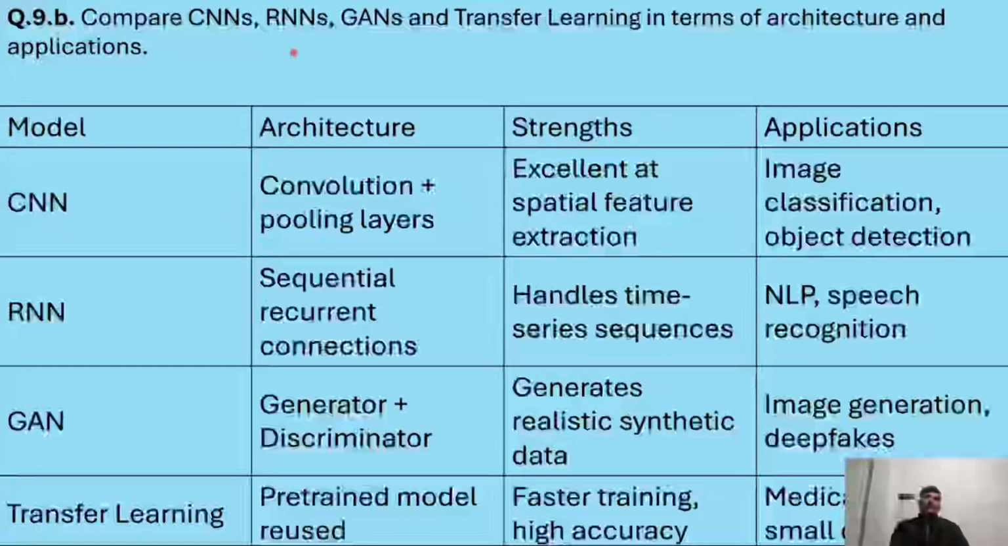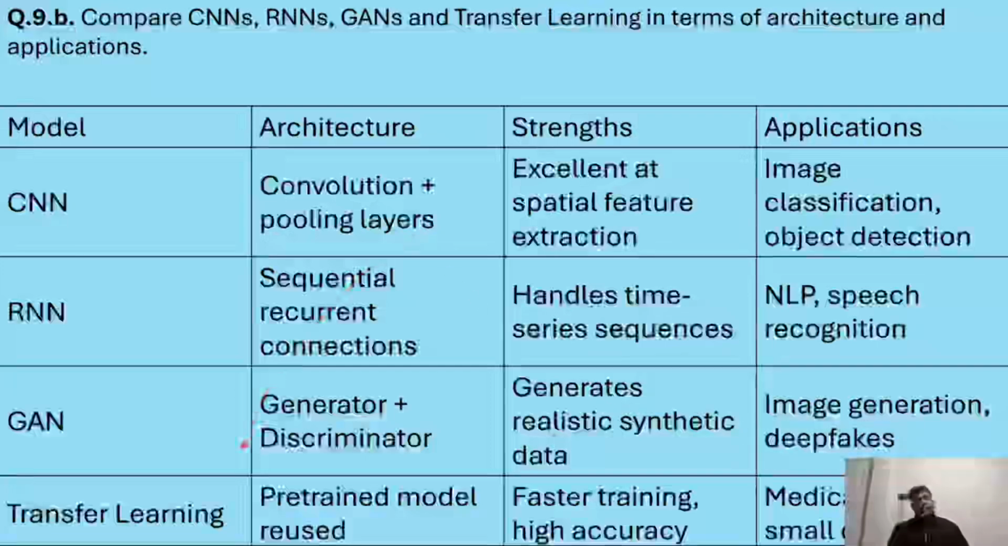Compare CNNs, RNNs, GANs, and transfer learning in terms of architecture and applications. CNN architecture is convolution plus pooling layers, its strength is excellent spatial feature extraction, and applications are image classification and object detection. RNN architecture is sequential recurrent connections, its strength is handling time series and sequences, and applications are NLP and speech recognition. GAN architecture is generator plus discriminator, its strength is generating realistic synthetic data, and applications are image generation and deepfakes.